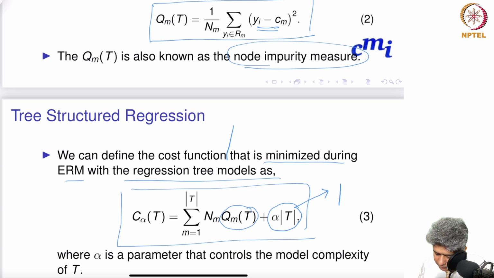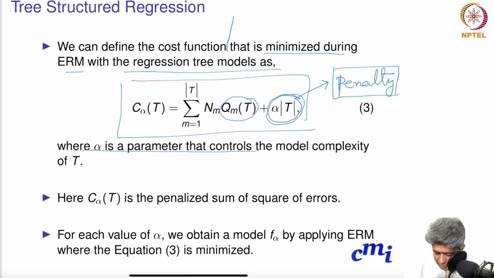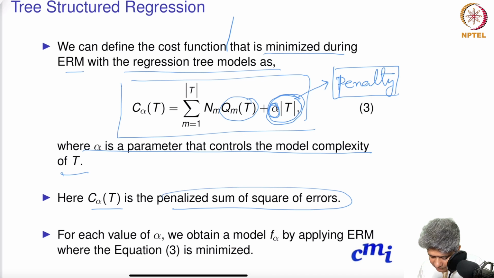This is a penalty. So alpha mod T is a penalty. Here alpha is the parameter that controls the model complexity of the tree, that is, how much model complexity you will allow. So alpha is the tuning parameter and mod T is the L1 penalty, where C alpha T is the penalized sum of squares of error. For each value of alpha, you obtain an f of alpha by applying ERM, where the equation is minimized.